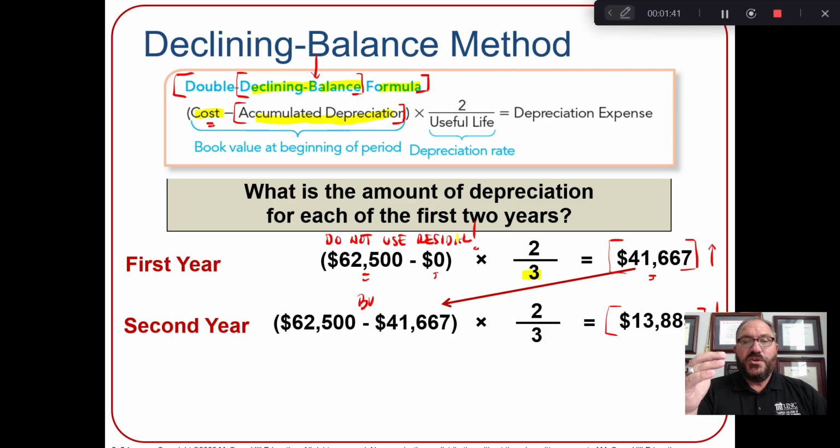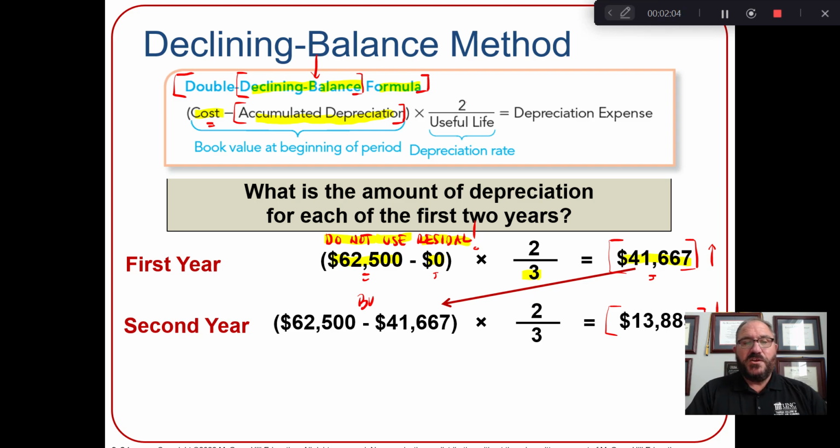And notice, you do not use the residual here. Here's how it works. This is the prior depreciation. So you take the entire historical cost, no residual value used here. This is the only one you don't use it. You multiply it by 2/3, you get 41,667.